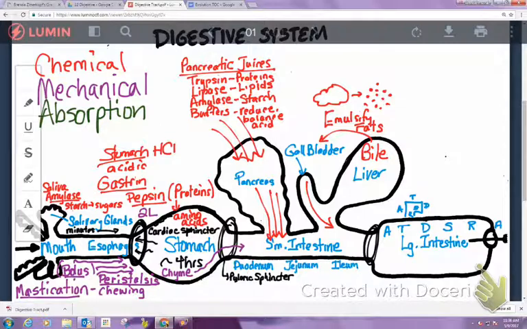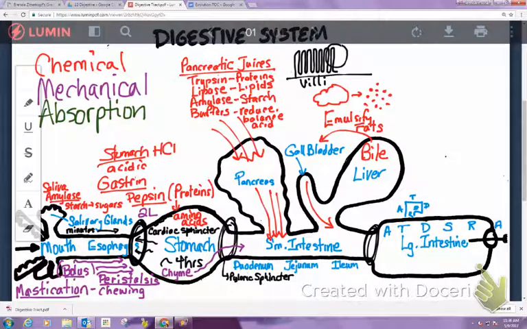Okay. So if I'm going to draw the inside of the lining of the small intestine, if we were looking at it microscopically, you would see all of these little finger-like projections. Does anybody remember what those are called? They're not phalanges. Those aren't your hands. Villi?